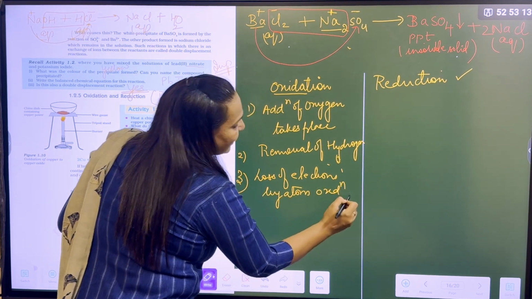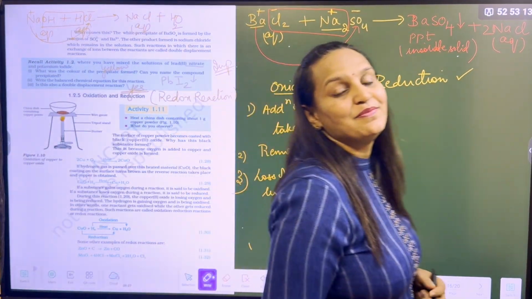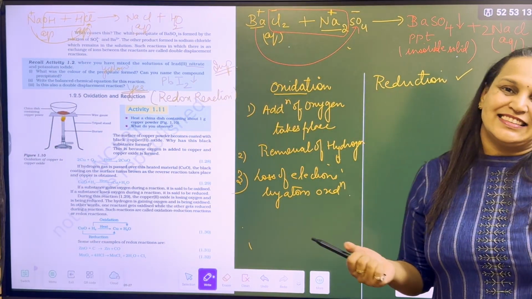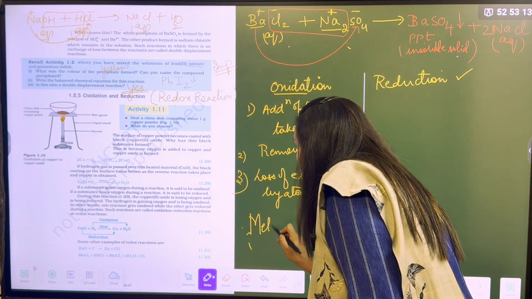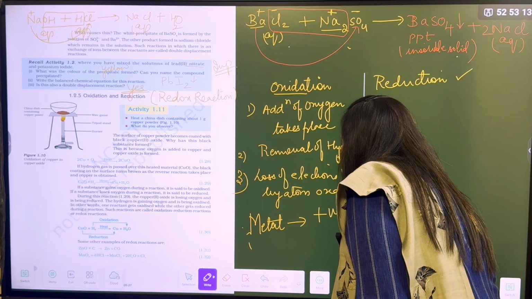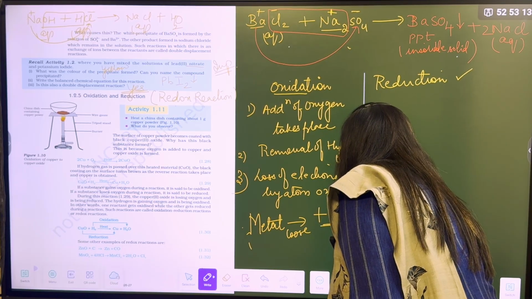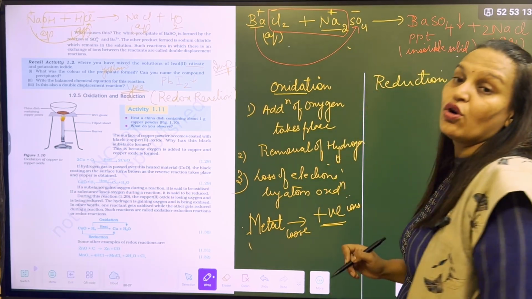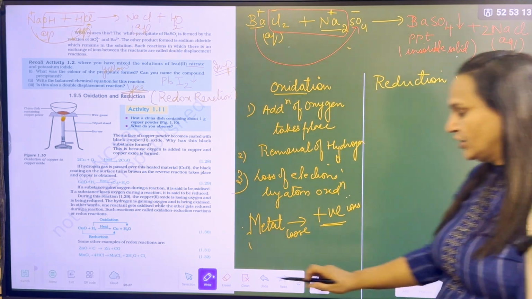So here shall I ask you one question? Which atoms lose electrons? Metals or non-metals? Yes, you guys are correct. Metals. Metals lose electrons. They form positive ions. So metals always undergo oxidation. And what about reduction?